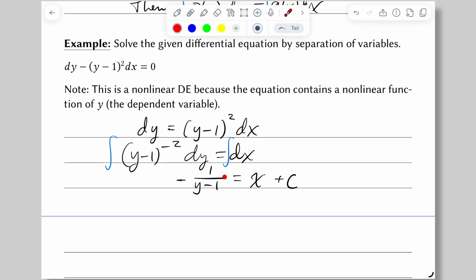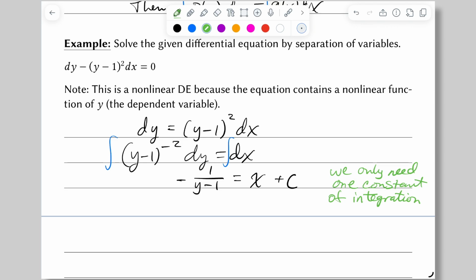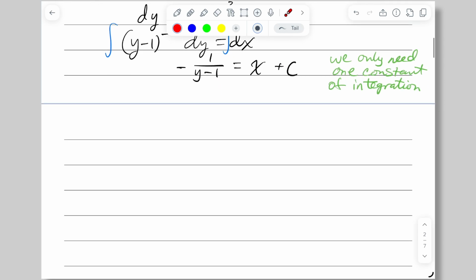If I had a constant on the left and a constant on the right, I can just combine them into one constant. Bottom line, we only need one constant of integration. Now it's not going to be too bad in this case to solve for y, so we're going to go ahead and do that by first multiplying both sides by negative 1.